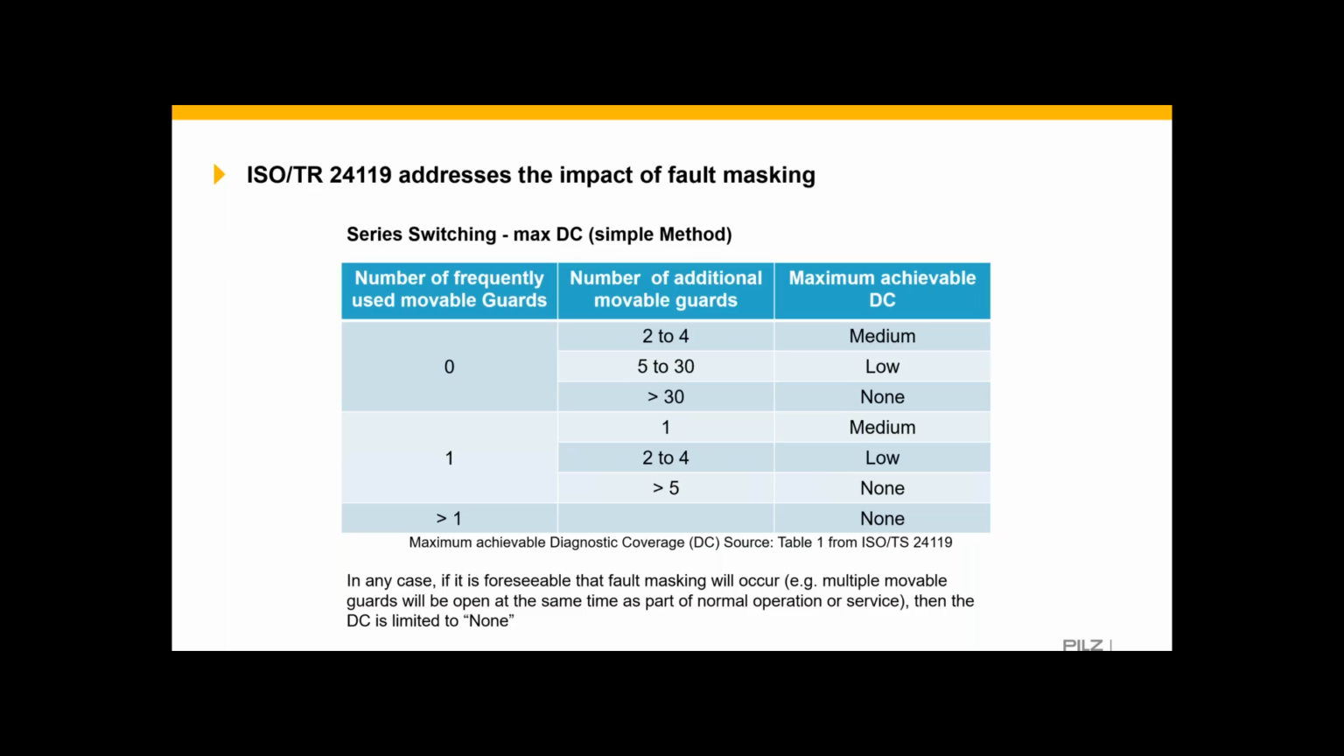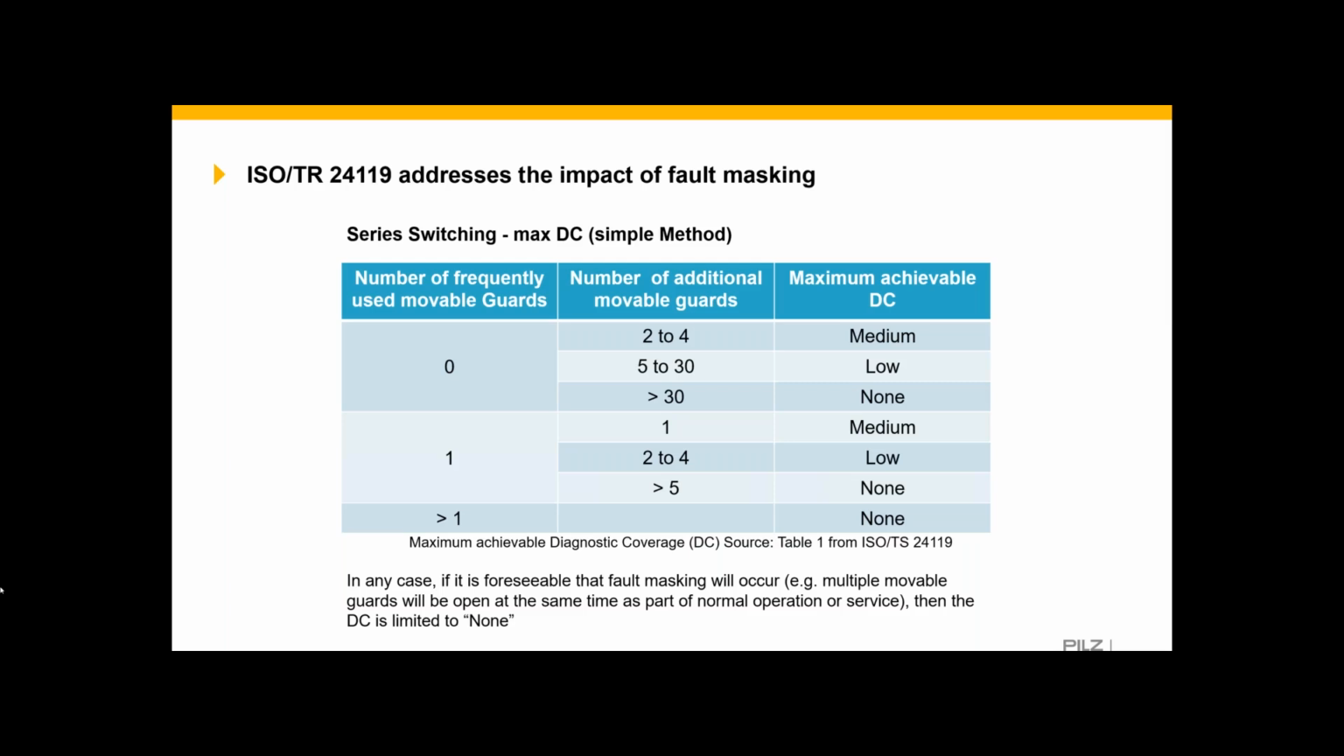And in any case, if multiple movable guards will be open at the same time as part of normal operation or maintenance, let's say service, to clean the machine at the end of a production run, then it's foreseeable that fault masking will occur. So if you've got a machine with 3 doors, 3 covers, for instance, and it's foreseeable that those would all be open at any one time, then fault masking would obviously occur.